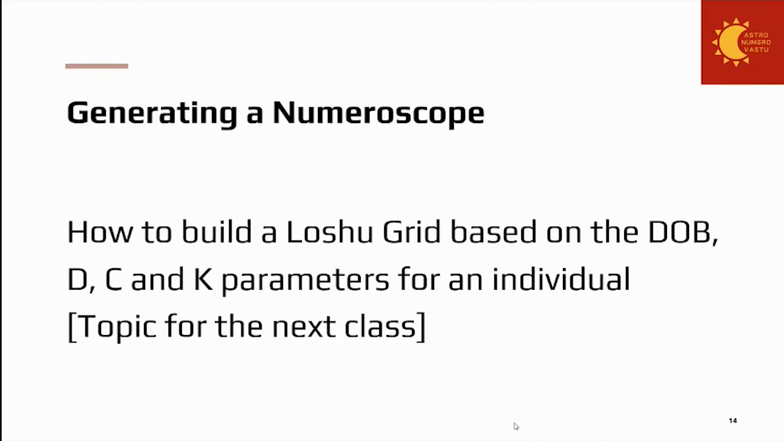So the next topic will be generating a numeroscope. This numeroscope that we are going to build is a 3x3 matrix, which is known as the Loshu grid. And this is based on the date of birth, driver, conductor, and KUA parameters for an individual. We will be taking this up in the next session. I would request you to be ready with your date of birth, D, C, and K calculations. And as I teach the generation of the Loshu grid, you try on your dates of birth so that the subject matter is clear to you.